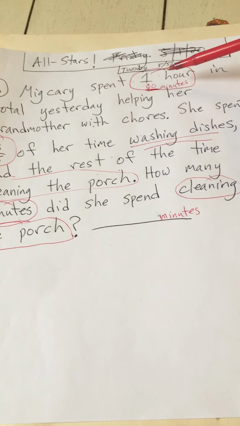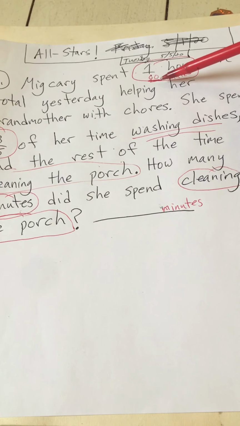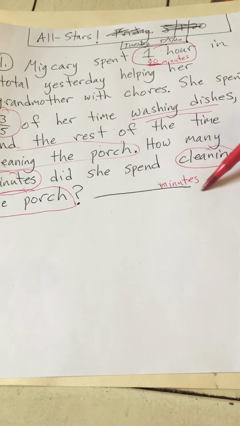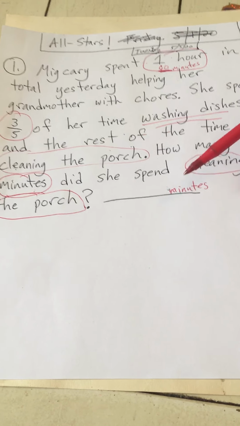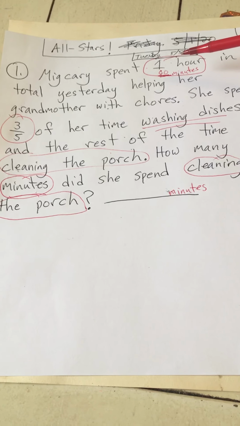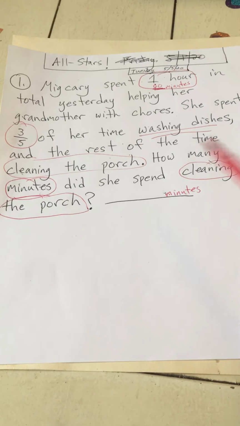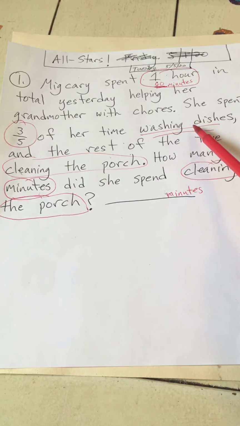Okay, Makari spent 1 hour, which is 60 minutes, because our answer asks us how many minutes. So as a clue for myself, I put the word minutes there to make sure that I gave my answer in minutes. So she spent 60 minutes in total helping her grandmother with chores. She spent 3/5 of her time washing dishes and the rest of the time cleaning the porch.